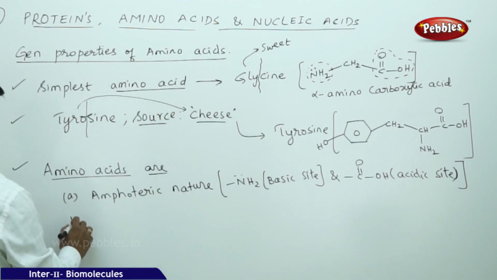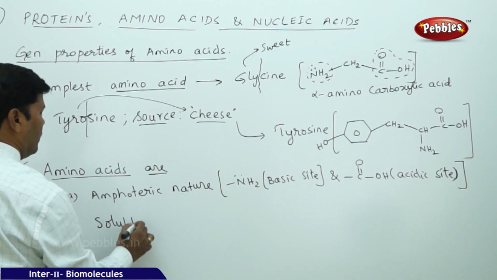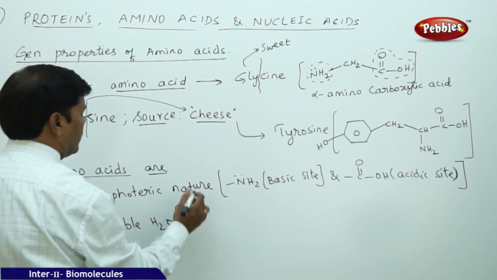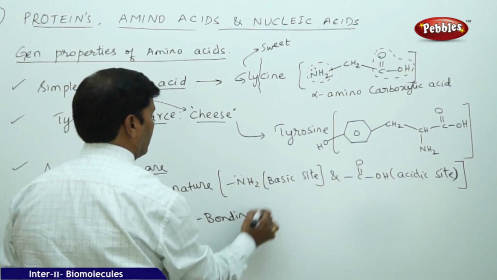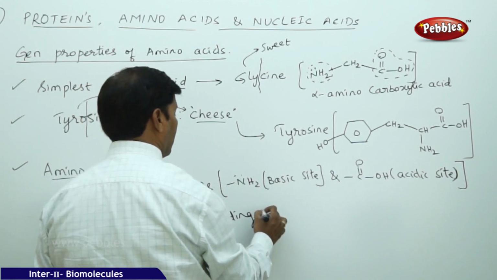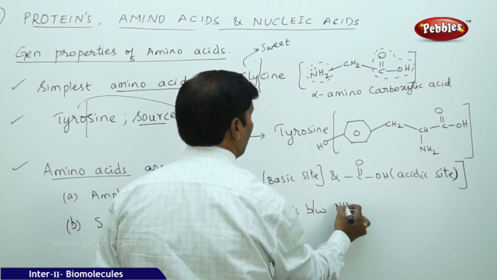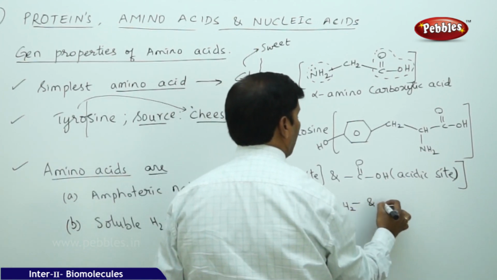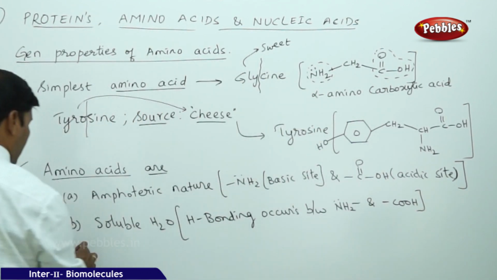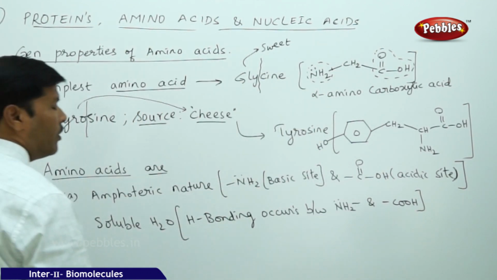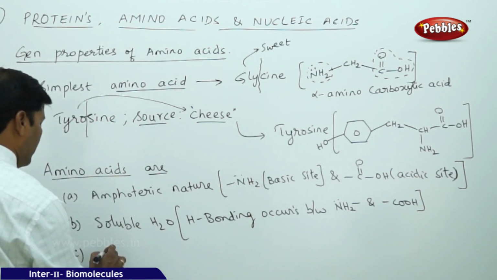Next, amino acids are soluble in water. That's because they can show hydrogen bonding, which occurs between NH2 and carboxylic acid. Third, amino acids form peptide bonds between two amino acids.